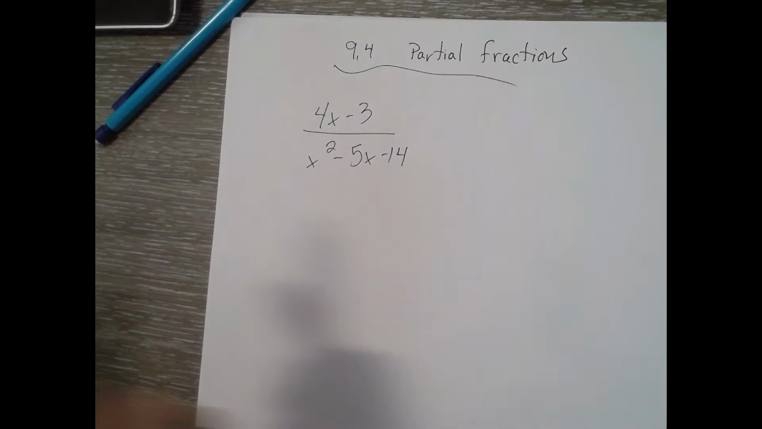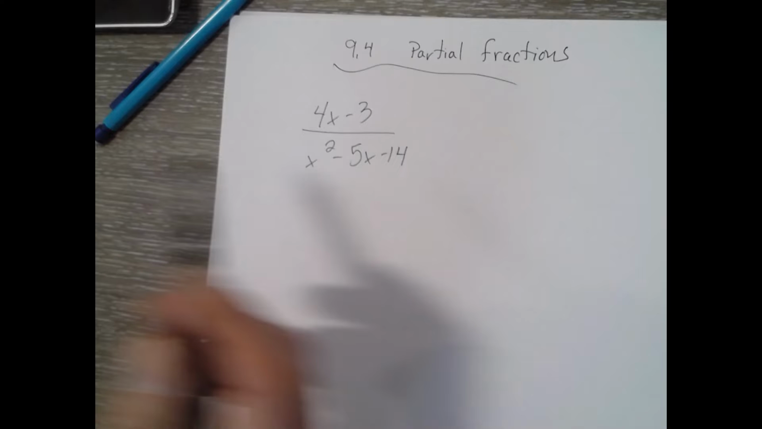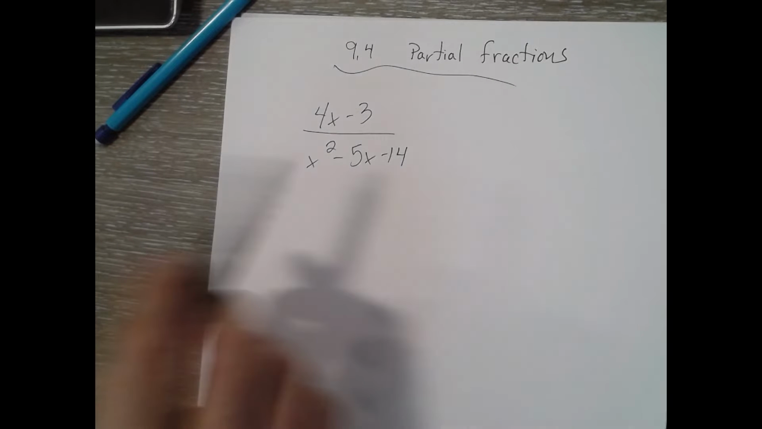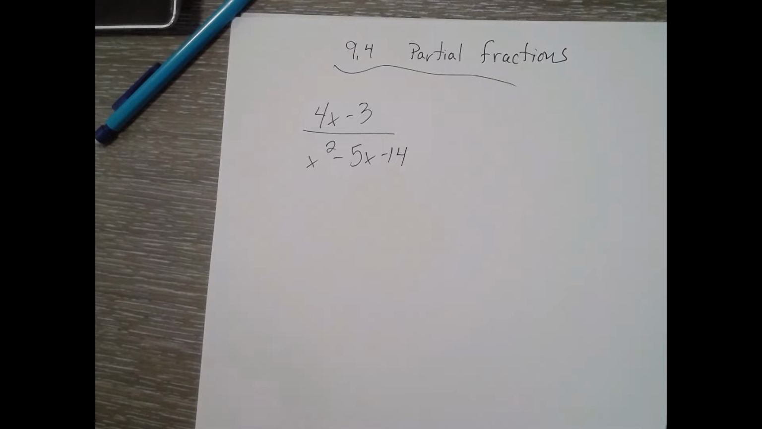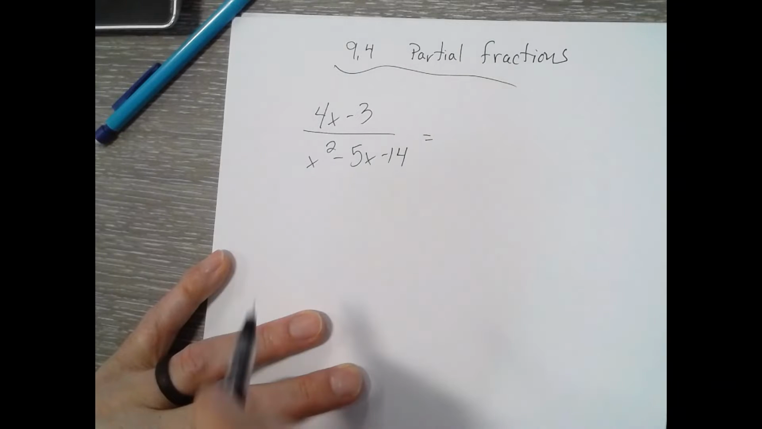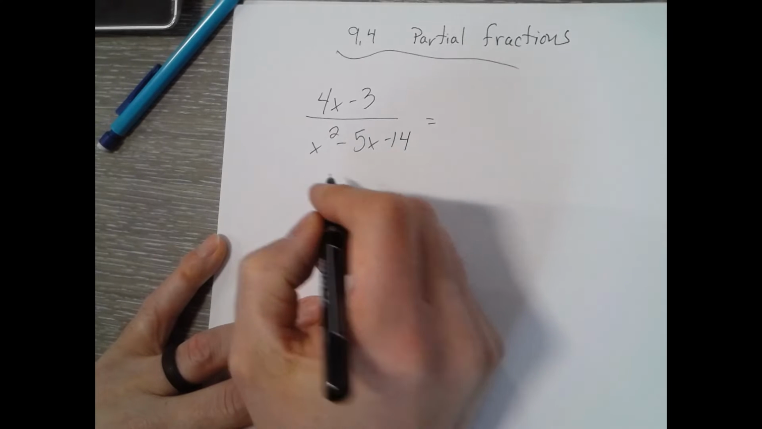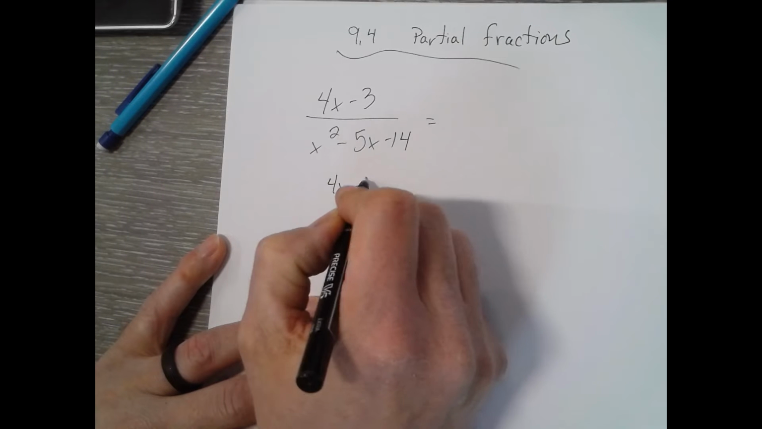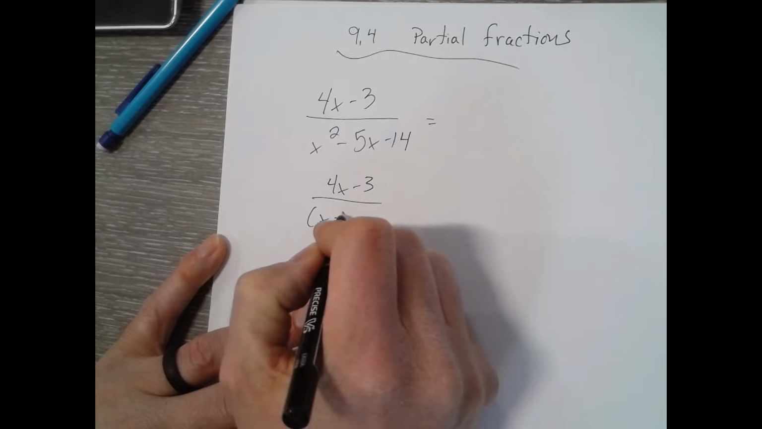Because if you're trying to evaluate the integral or find the antiderivative, it's called, we don't know how to do that. However, if you rewrite it, then it's more easily obtainable. All right, so here's what we do. We factor the bottom. There's going to be a lot of factoring in this section. So I have 4x minus 3 over (x minus 7)(x plus 2).